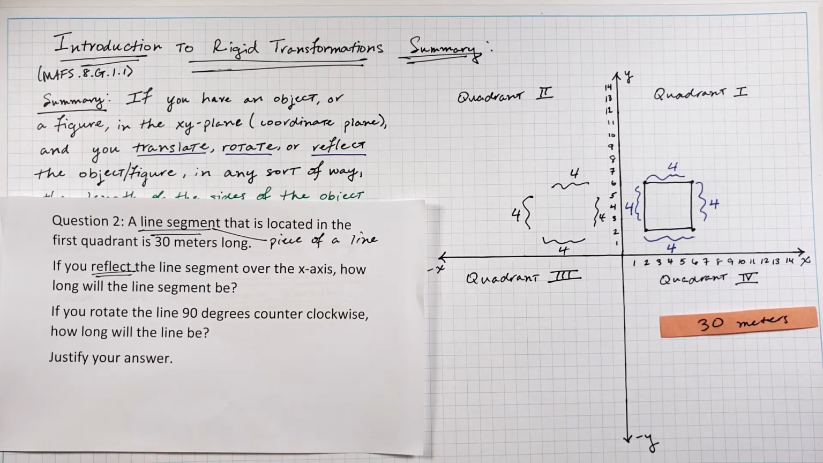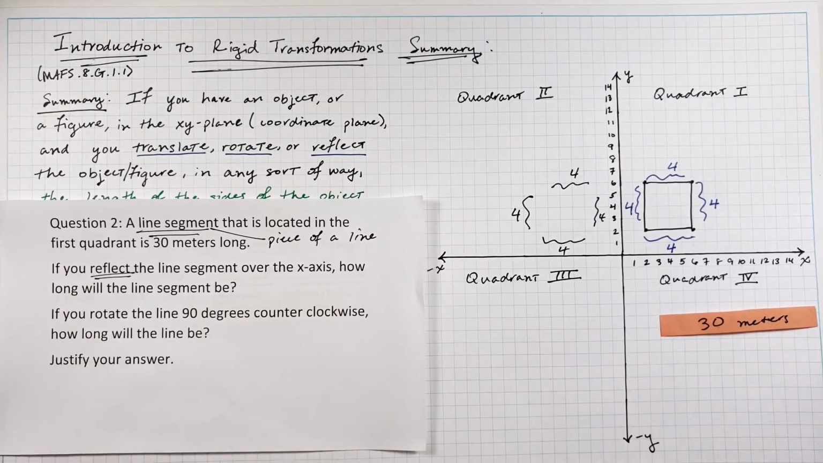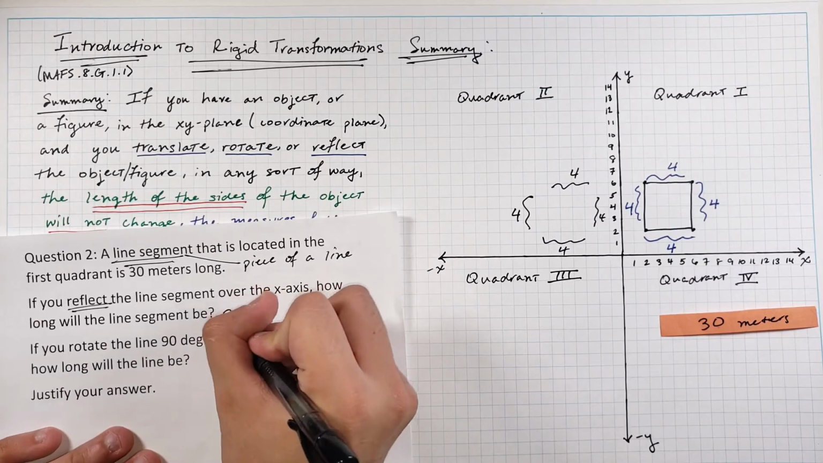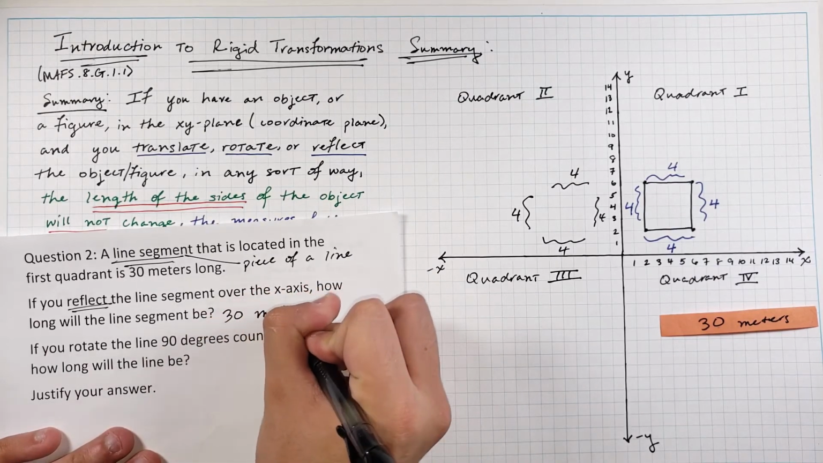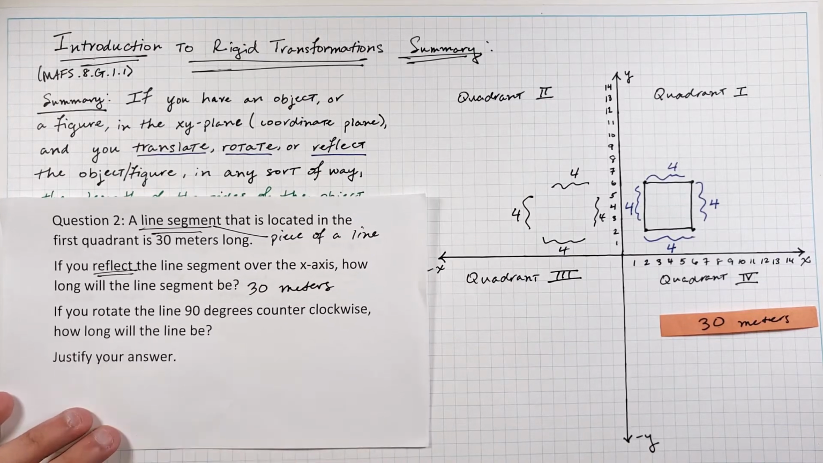Again, the question is just seeing if you understand that reflections preserve the length of lines. And it does. So the answer here is just 30 meters. It doesn't change because it's a reflection. Okay, now what's it saying? It's saying if you rotate the line, okay, let's go to the next one.